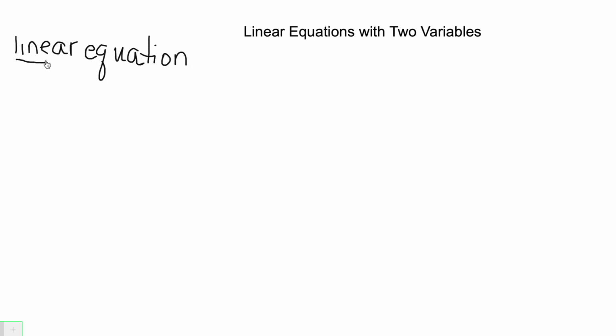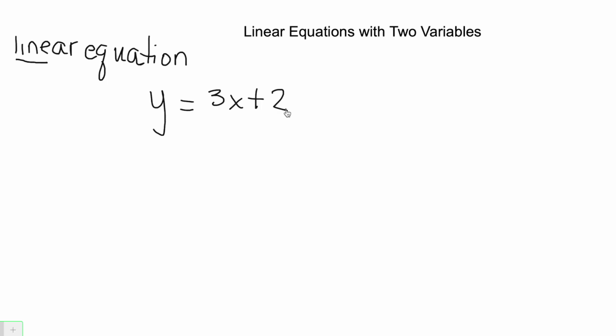Now, in part one, I have explained to you how to identify if an equation is linear, and that is when the variable, all variables, if there's more than one, does not have a power greater than one. Okay, it is only one.